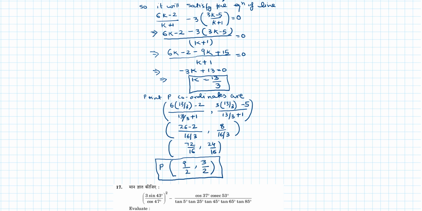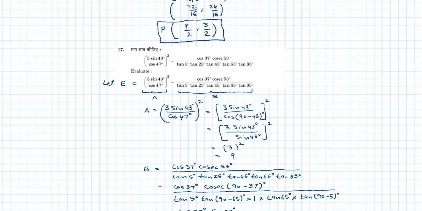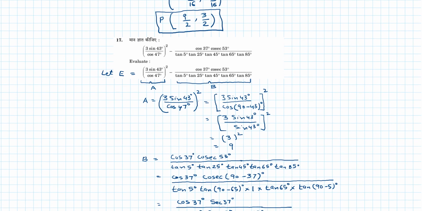Let us go to question number 17. In question number 17 we need to evaluate this expression. Because the expression looks a bit big, it is always better to divide it into two parts. So I have put the A part as 3 sin 43 divided by cos 47, whole square, and the B part as this one.